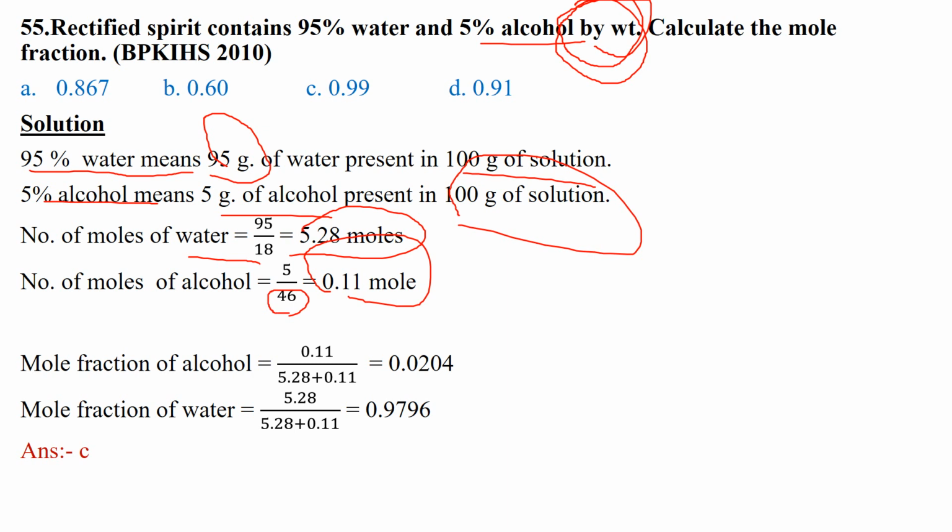Then the mole fraction of alcohol is calculated by using this formula: number of moles of alcohol divided by number of moles of water plus number of moles of alcohol. The mole fraction of water is calculated by number of moles of water divided by number of moles of water plus number of moles of alcohol, which is 0.9796. So the mole fraction of water is 0.9796, and the mole fraction of alcohol is 0.0204. So the answer might be C.